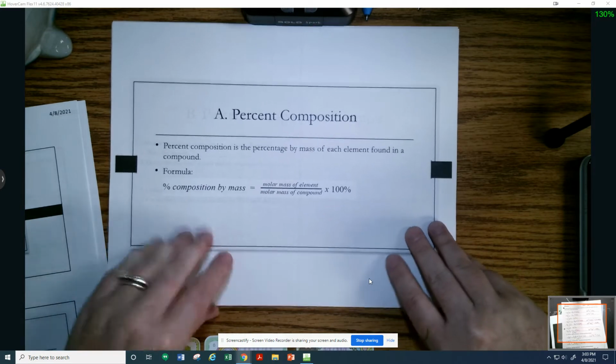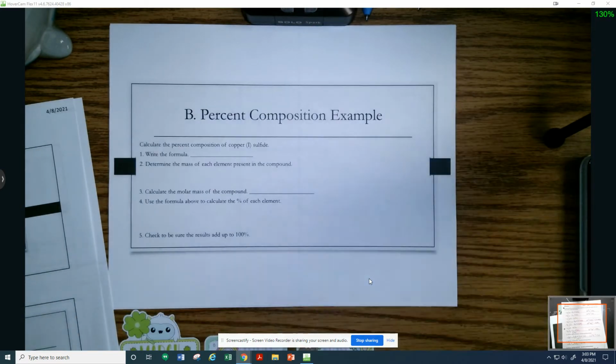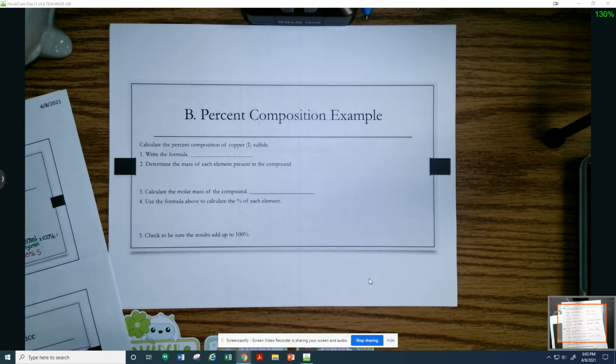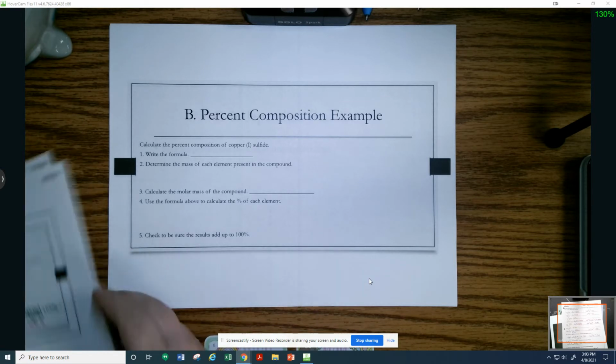And so the first example is working with copper 1 sulfide. So these are kind of the step-by-step process of what you need to do to get to that final answer of knowing the percent composition of this compound.